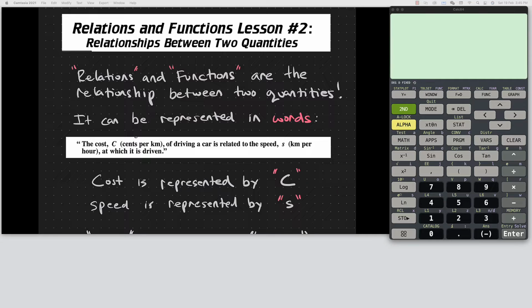So such as in this example below, the function is represented in words. It says the cost C, cents per kilometer, of driving a car is related to the speed S in kilometers per hour at which the car is driven. So in this case, the uppercase C is the variable that represents cost, and the units will be cents per kilometer. And the lowercase s is the variable that represents speed, and the units for that will be kilometers per hour.